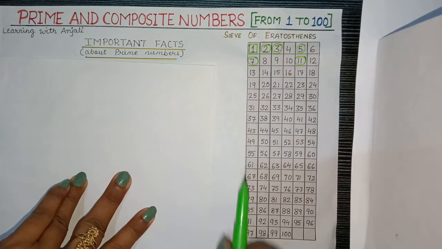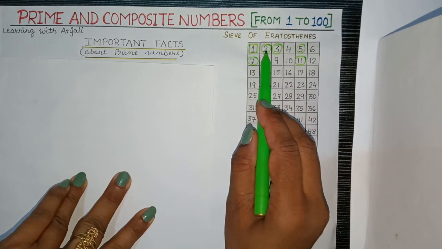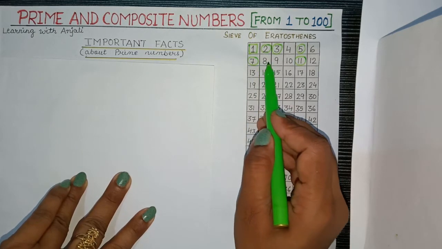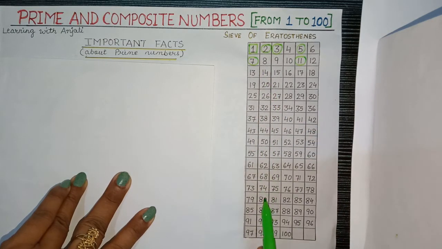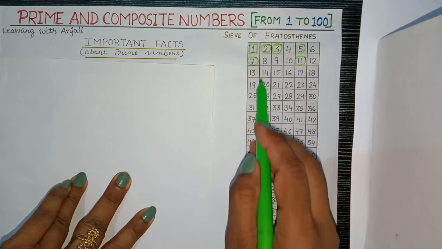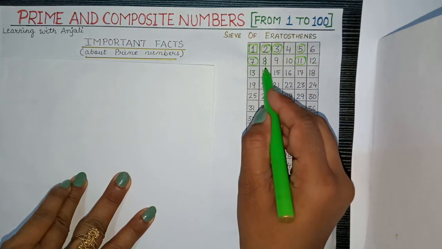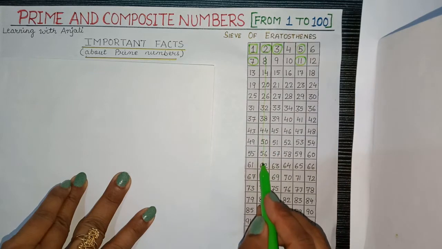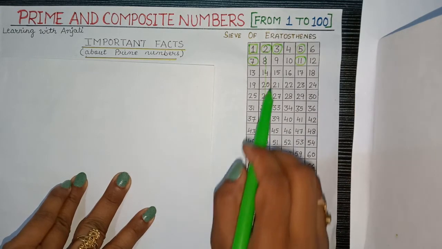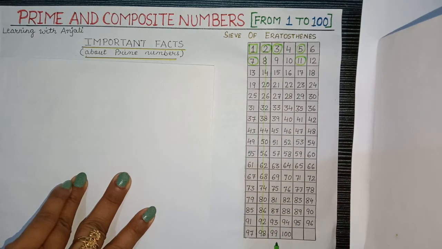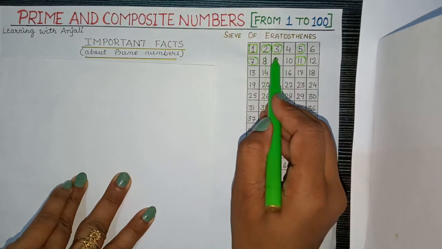Now let us see here 2. We start from the row 2. In this row all numbers are even numbers and these all are the multiples of 2. So these are not prime numbers. We have to cut them. Now in the row of 3 these all are the multiples of 3. So we also cut it.